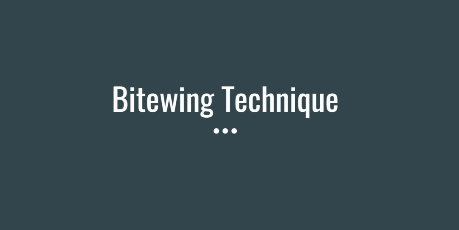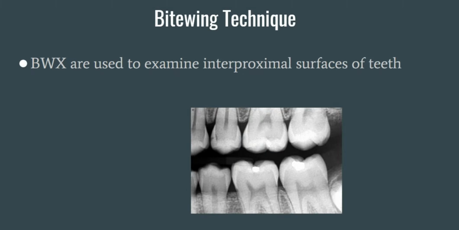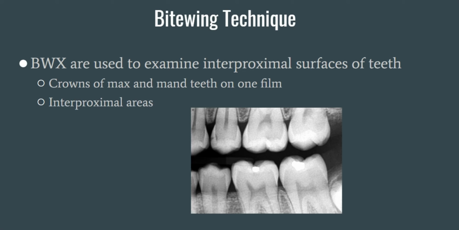Another technique you will use, and this one quite frequently, is going to be the Bitewing technique. With this technique, the x-rays are taken so that the image can be used to examine the interproximal surfaces of the teeth, so the space in between. On one film, you will see the crowns of the maxillary and mandibular teeth, all on one film. You will be able to see closely the interproximal areas, which is why this type of film is often used to detect caries or decay.